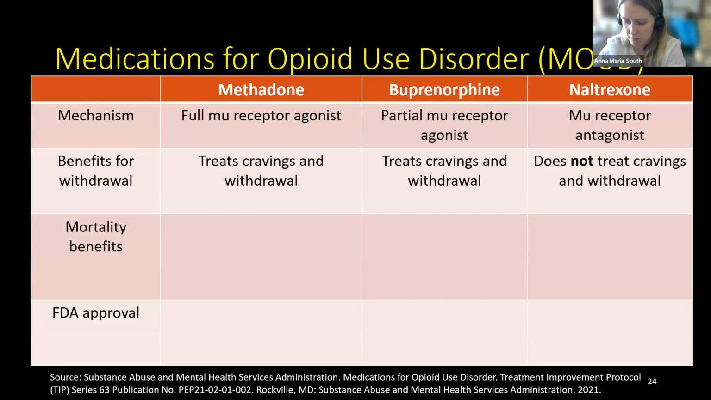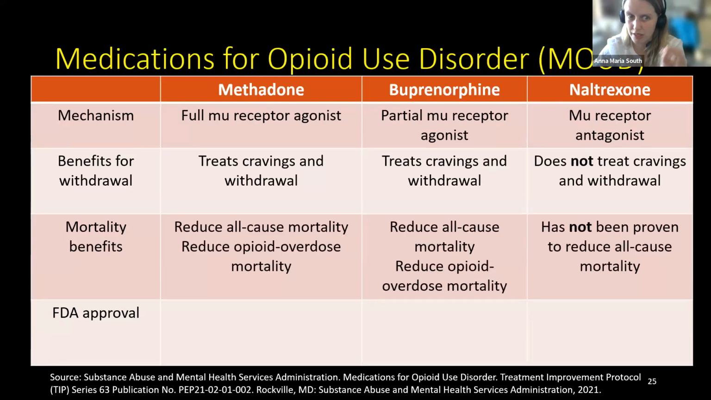And now, this is a very important part. Both methadone and buprenorphine reduce all-cause mortality and reduce mortality from opioid overdoses. So these two medications are life-saving for our patients. We do not have that evidence for naltrexone. So both methadone and buprenorphine are mortality reducing.